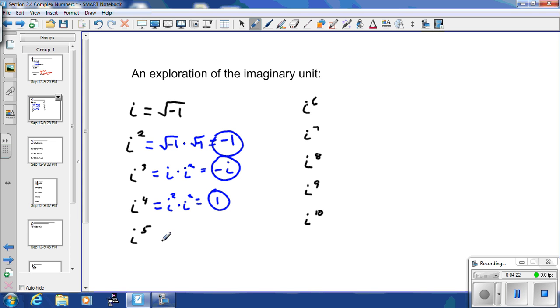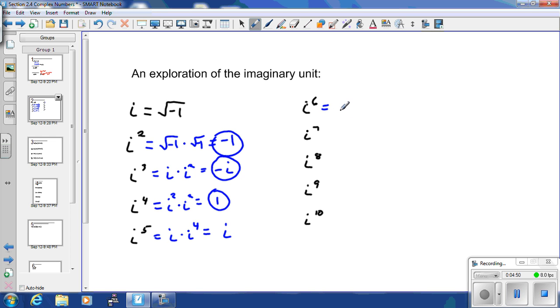Now we go on to i to the fifth power. Well, this is going to be i times i to the fourth. There's one way of thinking about that. Well, i to the fourth we already saw is 1. 1 times i is i. And of course that's the square root of negative 1. So keep on going. Again, feel free to pause at any time. And what you should notice here is a pattern that emerges.